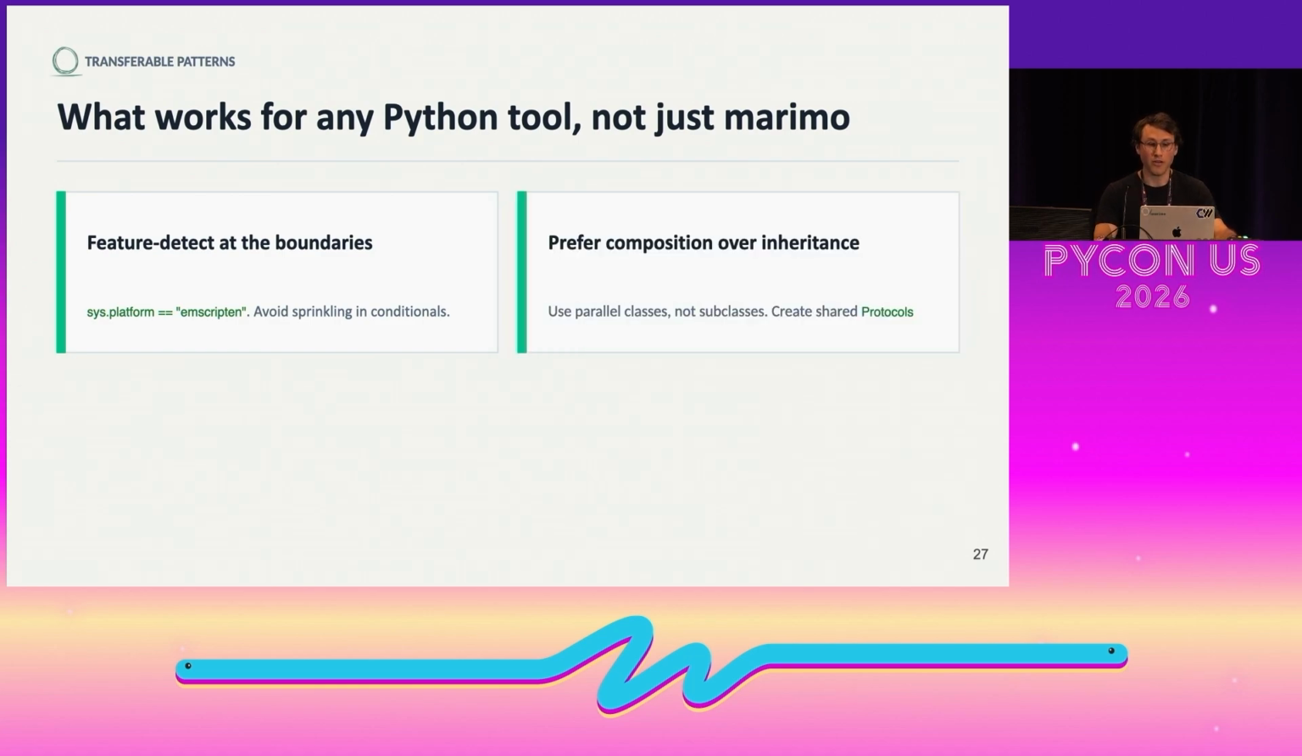Number two, prefer composition over inheritance. So use parallel classes and not subclasses, and create shared protocols like we saw before, like our stream, our kernel, our queue, and pair this with feature detecting at the boundaries. So we check if we're in Pyodide, create these shared classes, and then everything else downstream is quite clean. I think these are general tips that anyone should use when building any library.